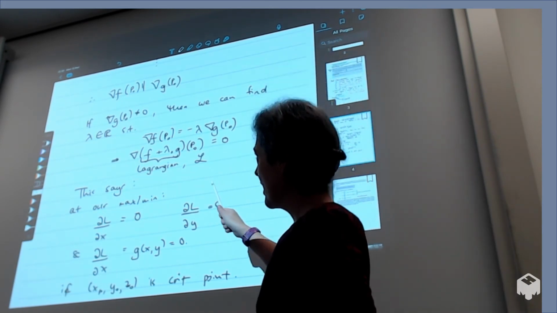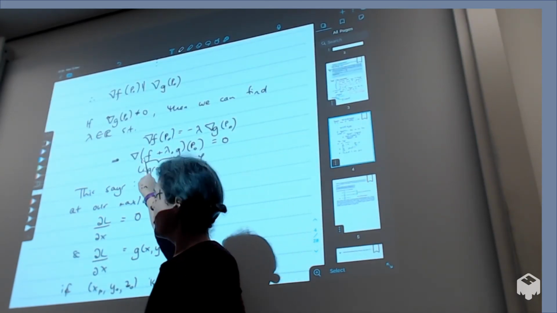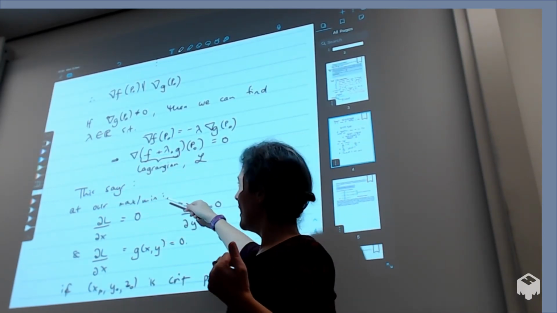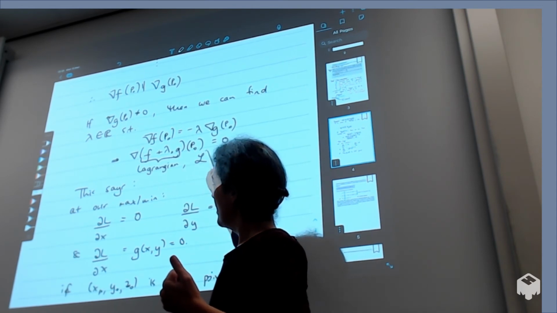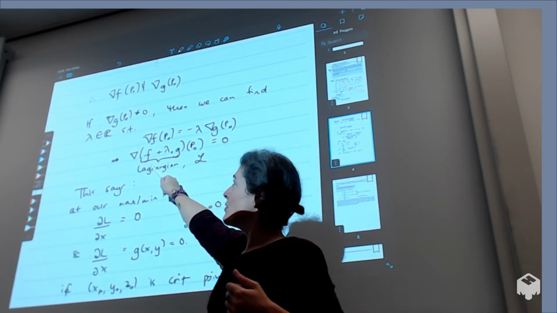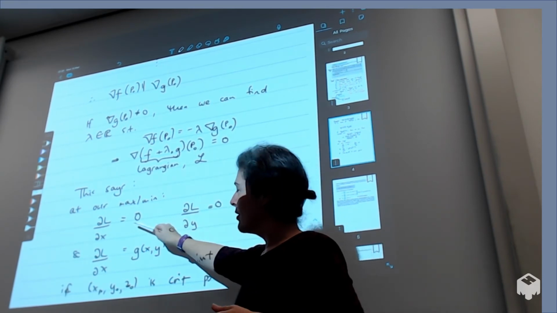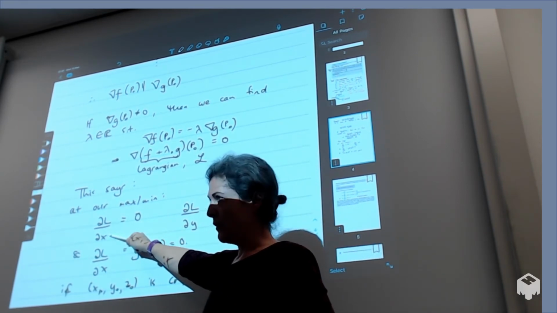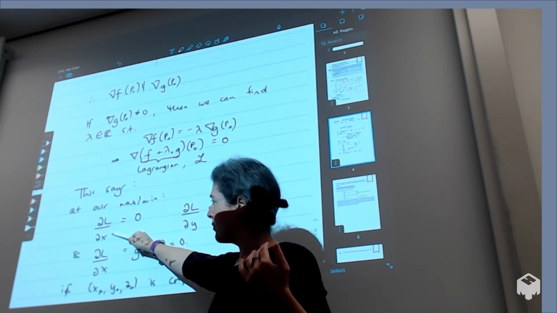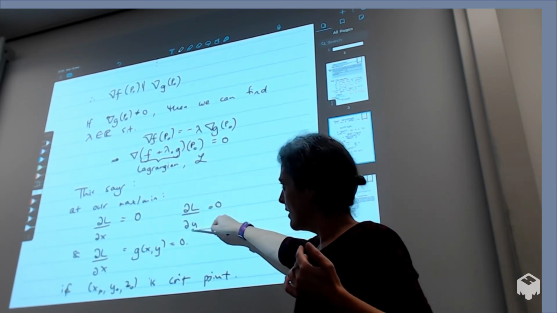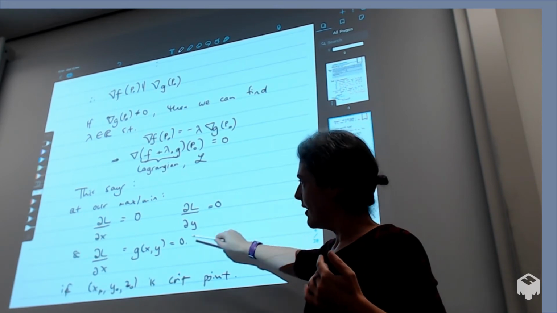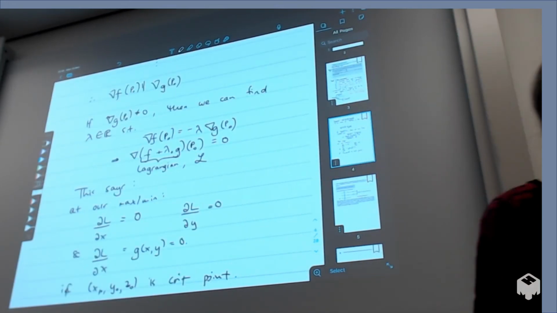Okay, so pulling it all together, we conclude that we have this equation here, which we can split out. What does this equation say? This says that each of the components, remember this is a vector equation, each of these components is equal to 0. So it says, take the partial derivative of your shiny new Lagrangian with respect to x, set it equal to 0, do the same for y, and also, oops, that should not be an x, that should be a lambda.